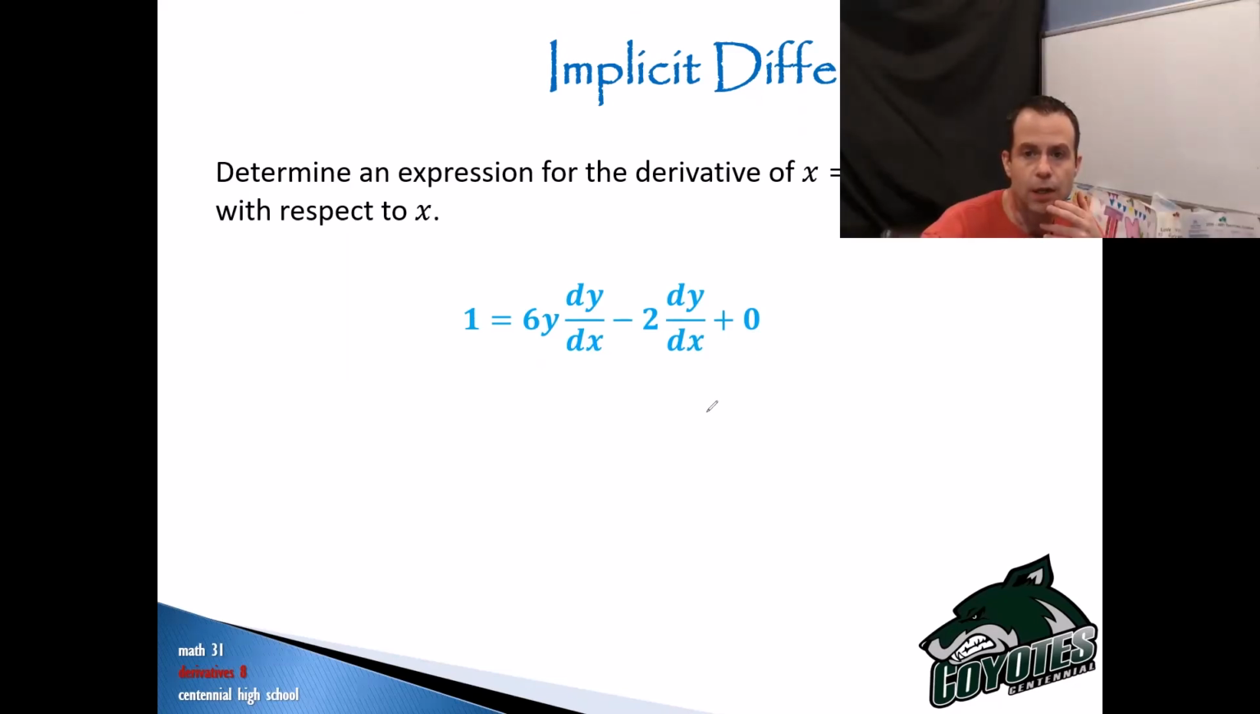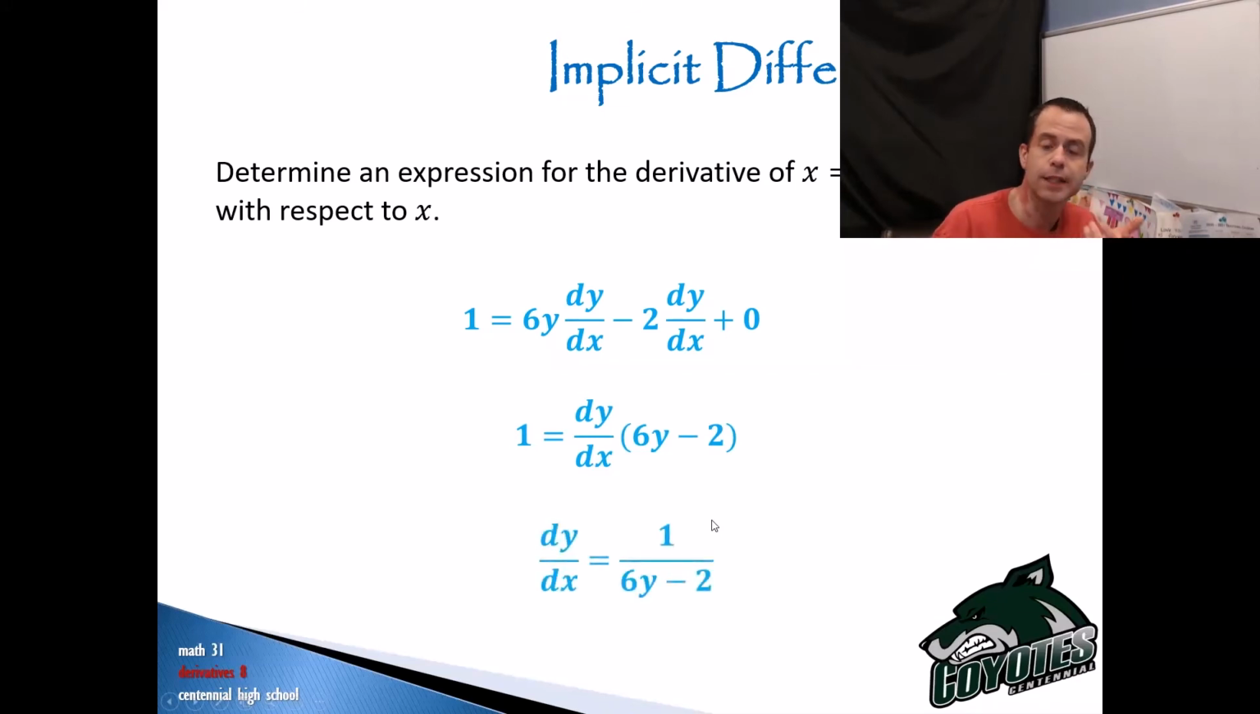And now I need to get dy over dx by itself. Well, in order to do that, this time I have 2 terms that involve dy over dx, but they're both on the same side. So what I'm going to do is factor dy over dx out, and that's going to leave me with 6y minus 2. And then I just have to divide both sides by 6y minus 2. So dy over dx equals 1 over 6y minus 2. Awesome.